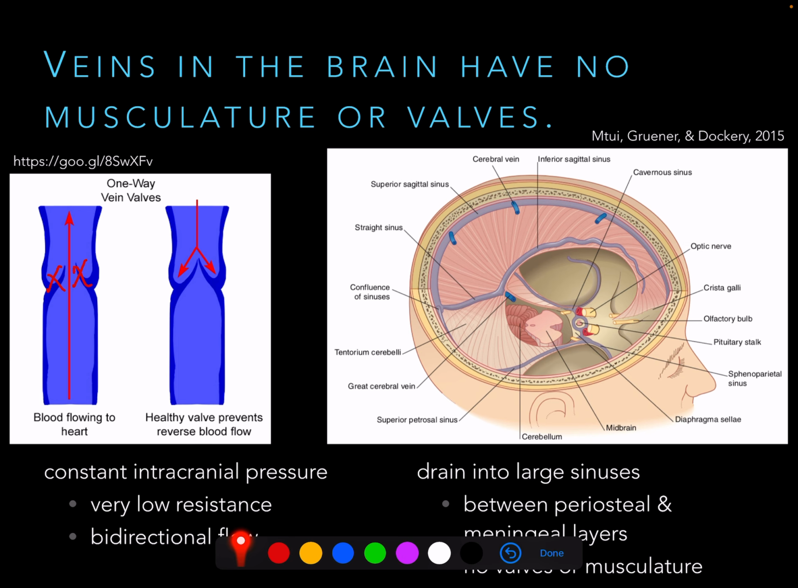All veins drain into sinuses, and those sinuses are where we separate the two layers of the dura. So remember, there's a periosteal layer that stays on the bone, and there's a meningeal layer that stays along the brain. When the brain is not tightly opposed to the skull, this is where we have our sinuses. Now, just like our veins, we have no valves. We also lack any musculature here, so this is just a big, wide open site that we can dump blood into.